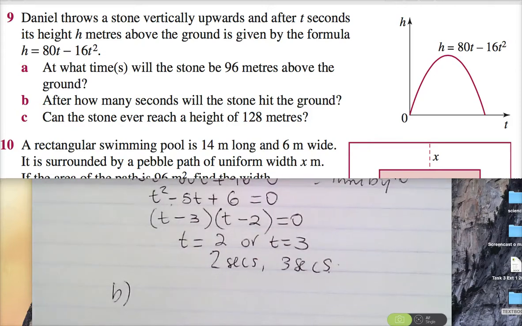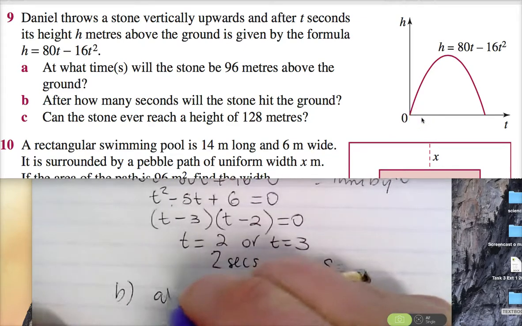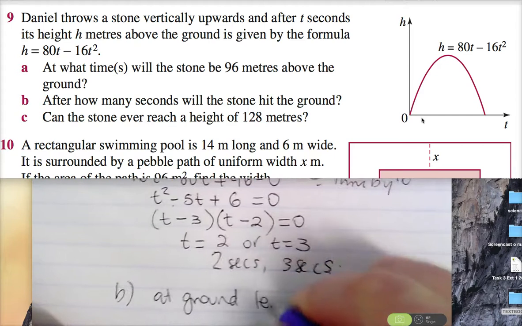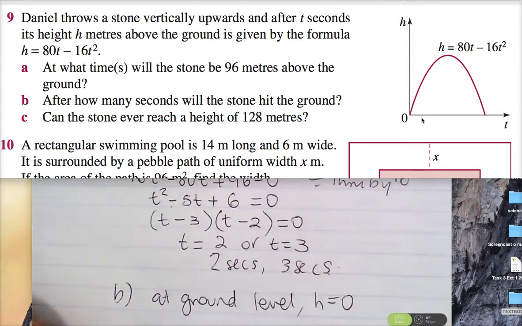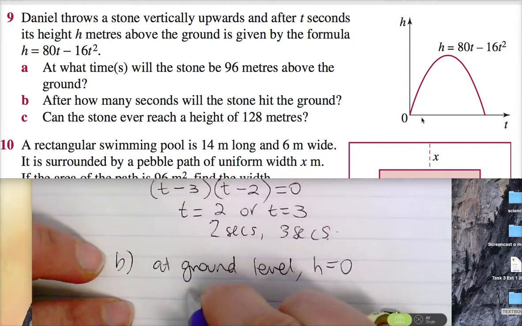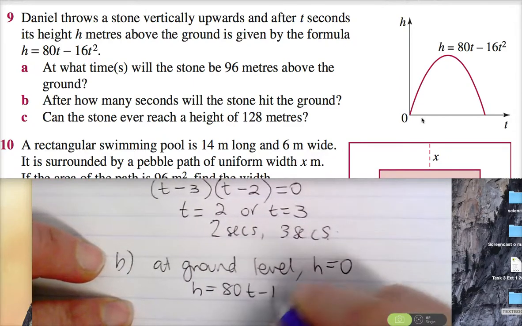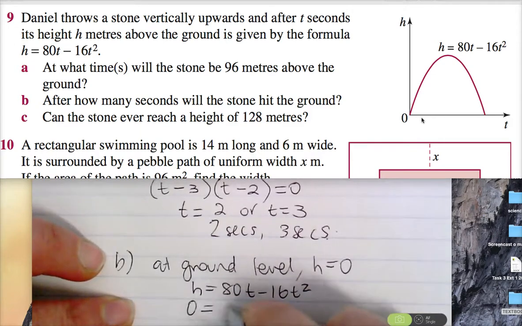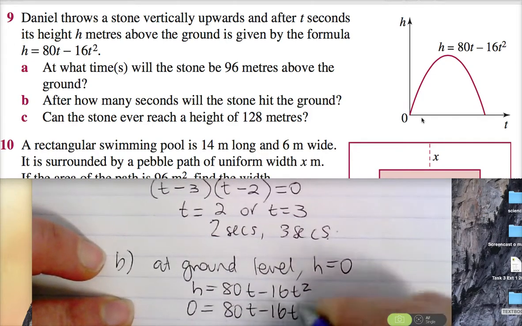After how many seconds will the stone hit the ground? So they're asking for time. If they're asking about time, you need to put in something about height. Tell me, at ground level, what's the height? So at ground level, h equals 0. So what do we substitute? I substitute h equals 0. So we go 0 is that.